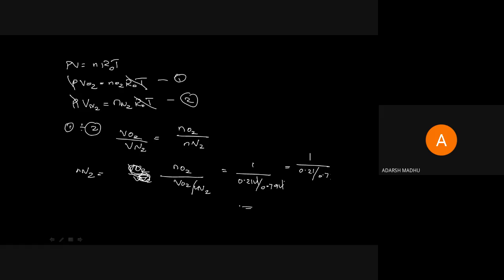Therefore, the number of moles of nitrogen per moles of oxygen is 1 into 0.79 divided by 0.21, which will be the number of moles of nitrogen, that is 3.76 moles, right? 3.76 moles.